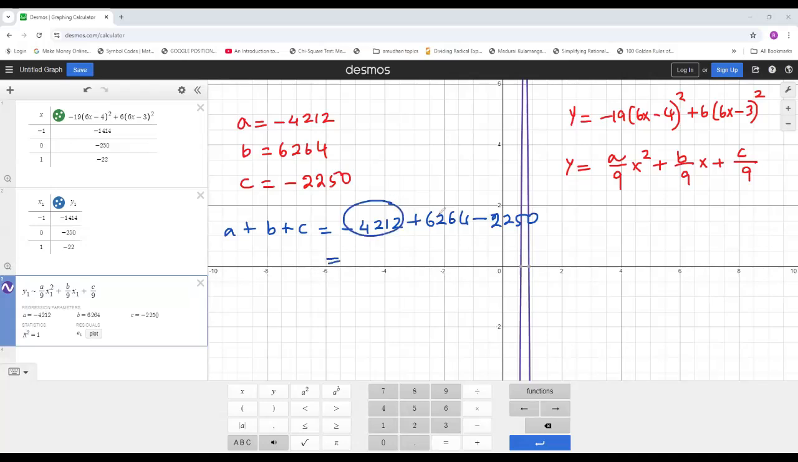Okay, now these two values are negative. When I combine these two values, I am getting negative 6,462 positive 6,264. So when I combine these two values, negative 6,462 positive 6,264, I am getting negative 198. So the value of a positive b positive c is negative 198.